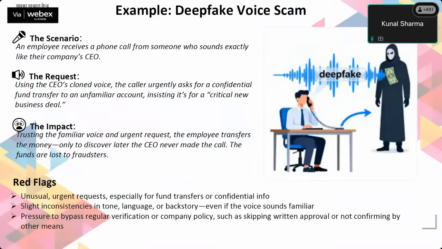Then don't fall for the sense of urgency. He'll create urgency that the project is going to be live now, so you do it quickly. So don't fall for such urgencies. You take your time and then do it. And there will be some inconsistencies in tone, language, and or backstory. So you have to monitor that to see whether it is a deepfake kind of attack or not.